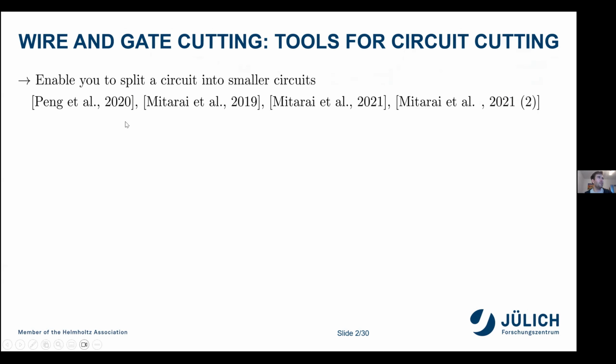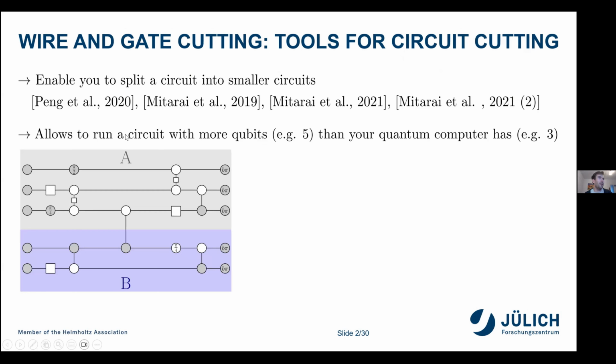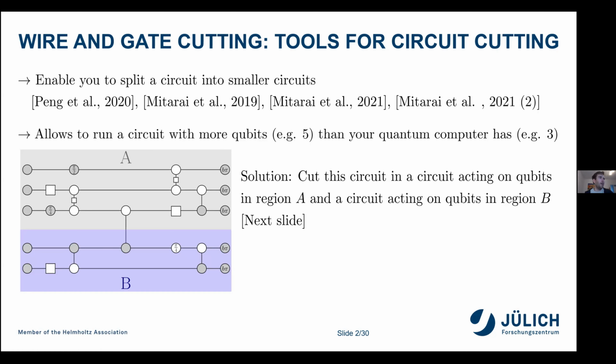It was introduced in these papers. To understand it, you can look at an example circuit like this one here with 5 qubits that we represent as a ZX diagram. And then you can ask if you can use a quantum computer with a fewer number of qubits to run this circuit. Like in this example here, we assume that our quantum computer only has 3 qubits. And then you find that you can use circuit cutting techniques to cut this circuit into two smaller circuits.